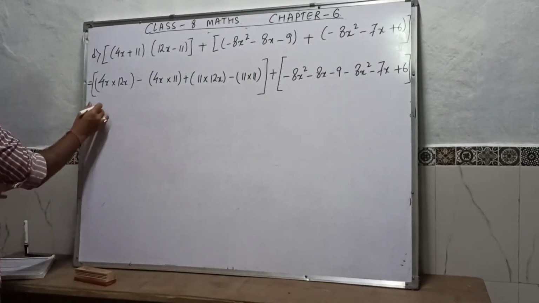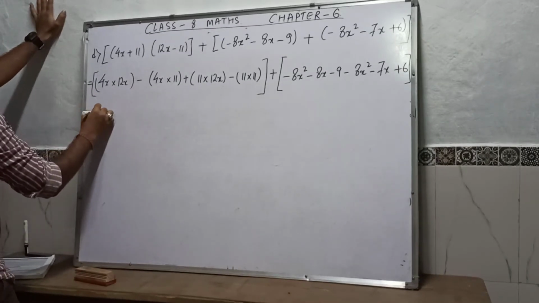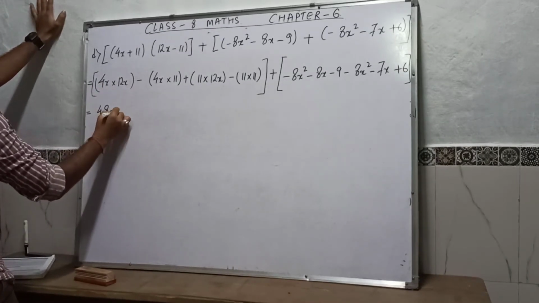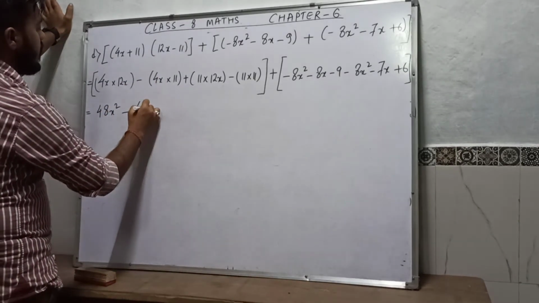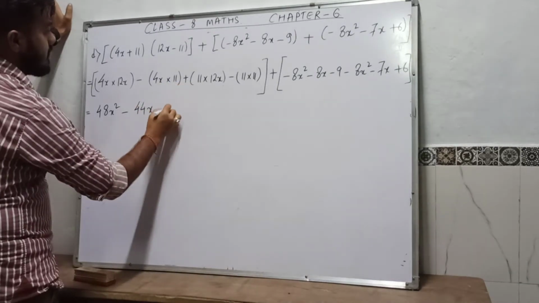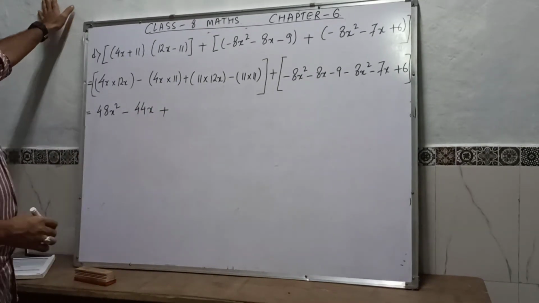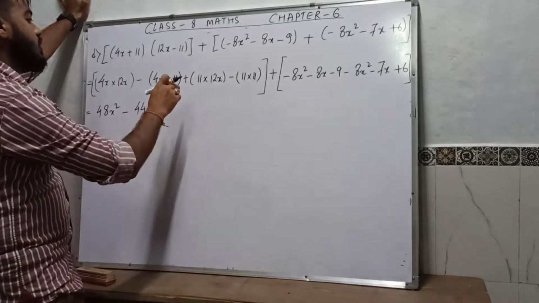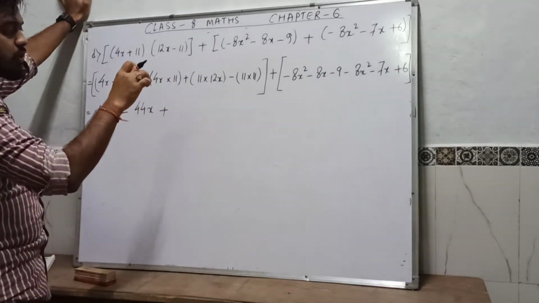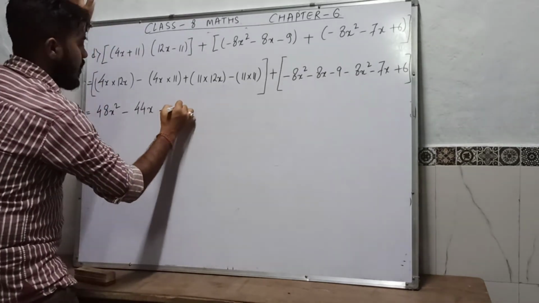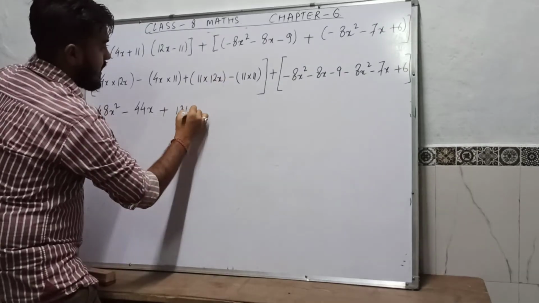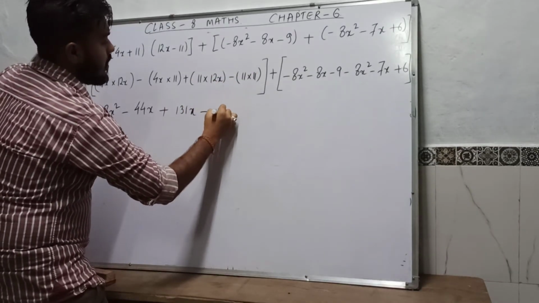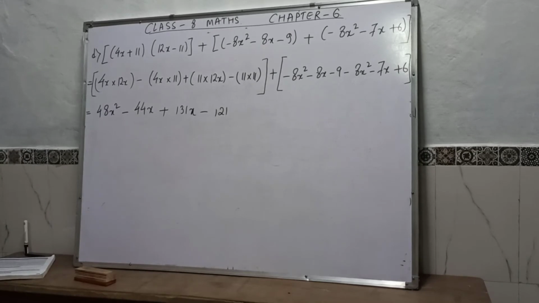Am I clear? Now 12 fours are 48 x into x square minus 11 fours are 44x plus 12 into 11. So we know that 12 tens are 120. So 120 plus 11 will give you how much? 131x minus 11 11s are 121. Correct? Please check. Yes.